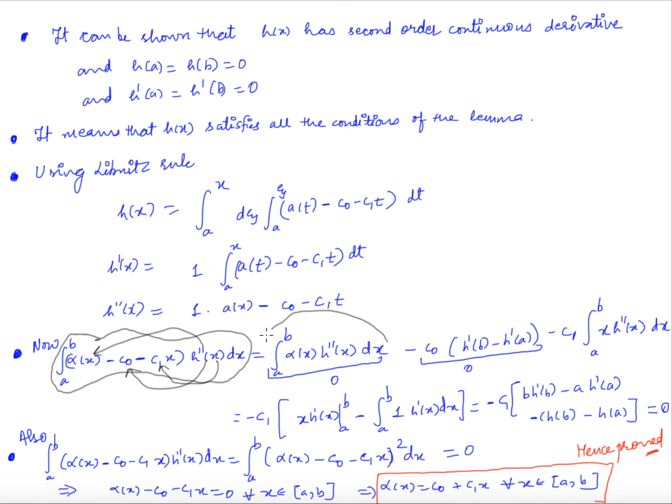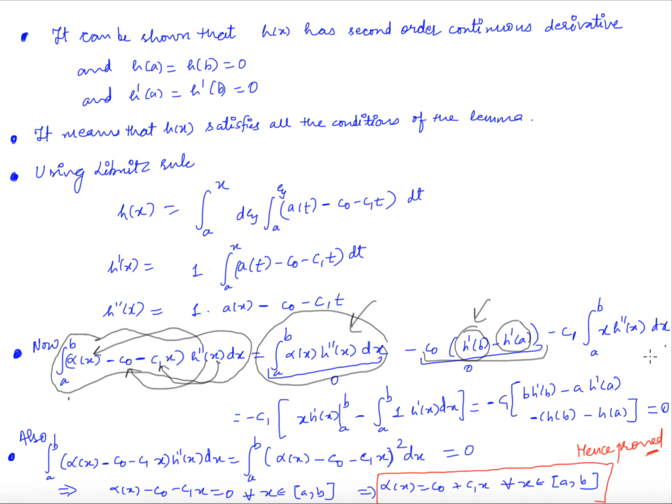Okay. And the second is c0 times the integral of h''(x), which will be h'(x) computed at b minus at a. So that will be c0 times (h'(b) - h'(a)). This is equal to 0 because we know that h'(b) is 0 and h'(a) is 0. Then minus c1 times the integral of x h''(x) dx. Okay, so this is 0, this is 0. So we are left only with this.